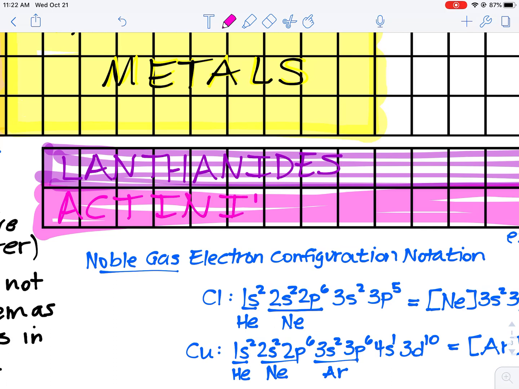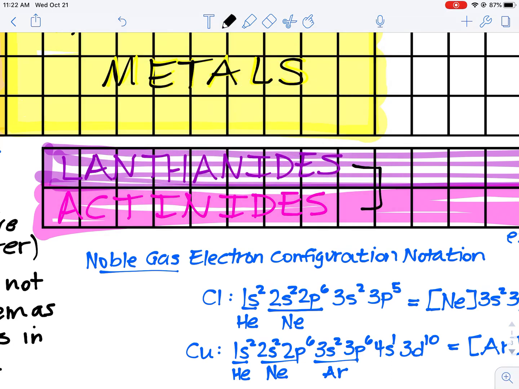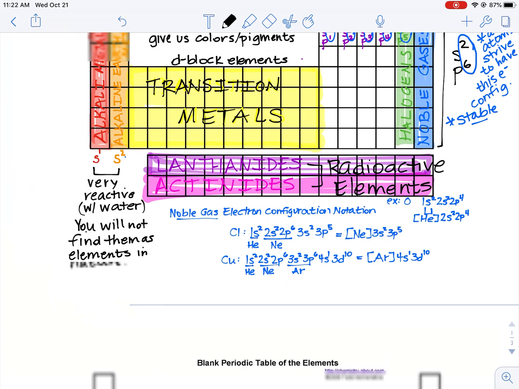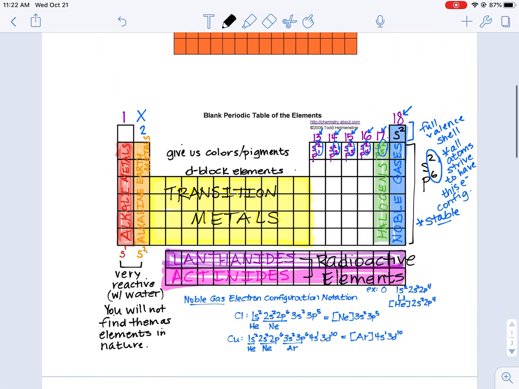Actinides. Here's where we have a lot of our radioactive elements. A small number of them are found in nature. Most of them, though, are man-made.